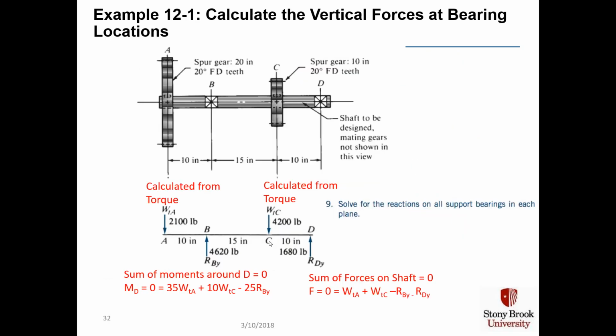We have to calculate the vertical forces on the bearing locations, and you see in the lower left corner is our free body diagram. We've got our tangential forces going down, our reactions on the bearing go up. You do your usual solid mechanics equations. Sum of moments around D is 0, sum of all forces on the shaft.